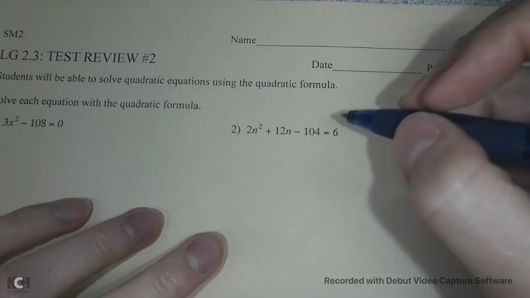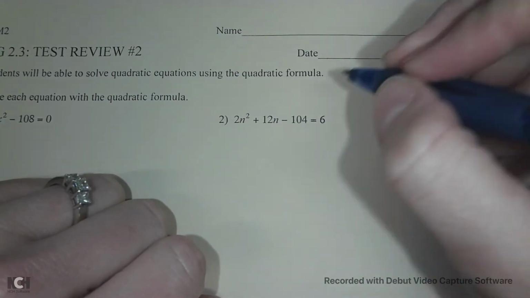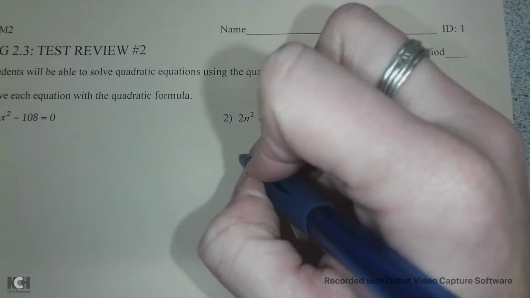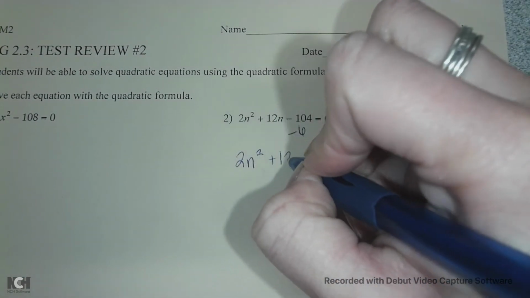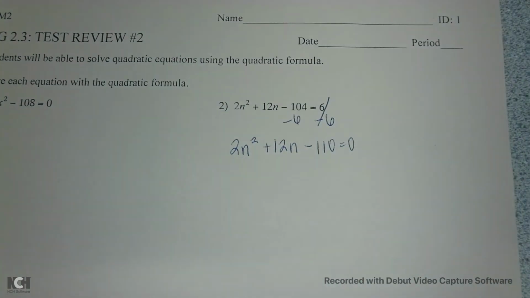The first thing that we have to do is get this equal to 0. So we're going to do the opposite of add 6, so that's minus 6 on each side. So now we have 2n squared plus 12n minus 110 equals 0.